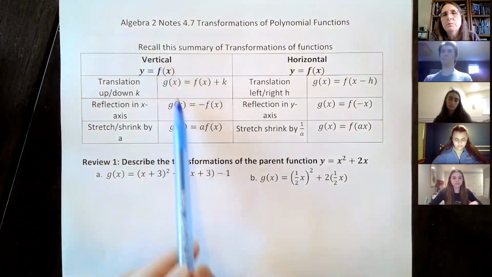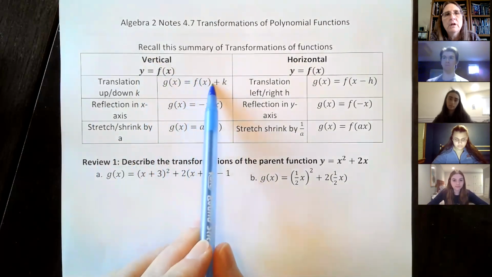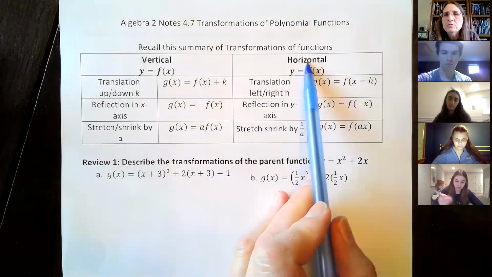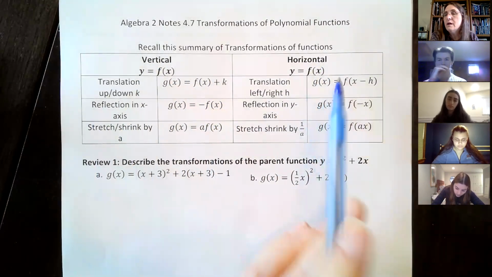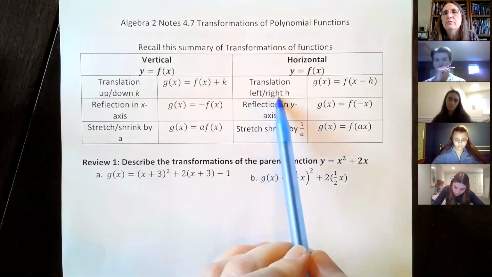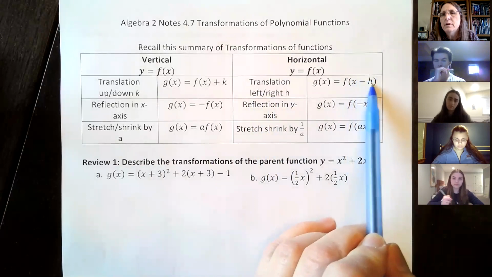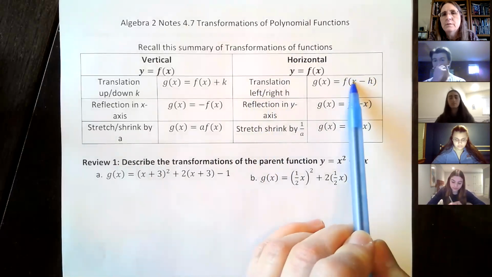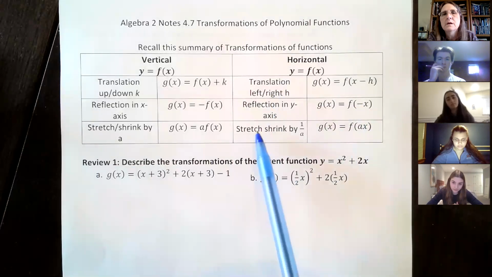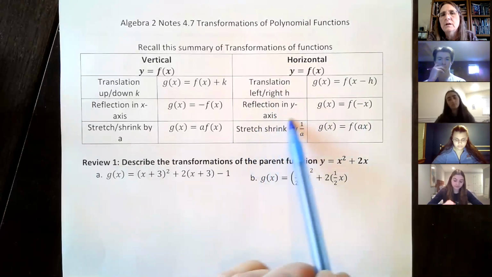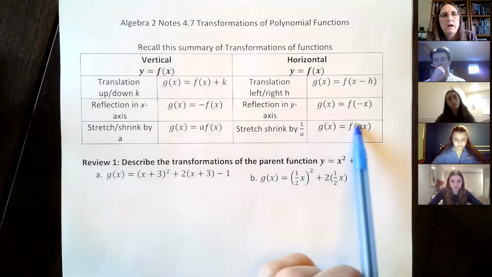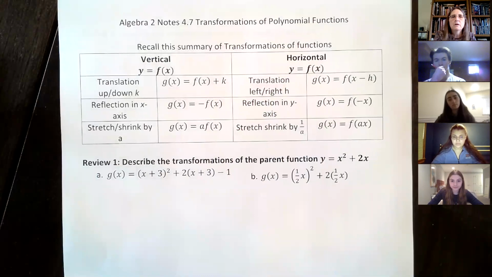So vertical transformations are all applied to the f of x, to the function as a whole. Horizontal ones are all applied to the x term of the function. So for a translation left or right, the x is replaced with x minus h. For a reflection in the y-axis, x is replaced with negative x. And for a stretch or a shrink, remember it's by 1 over a, x is replaced by a x. Okay, so here we go.